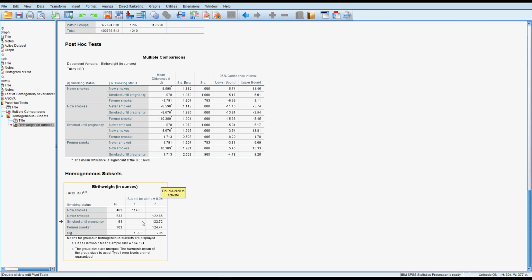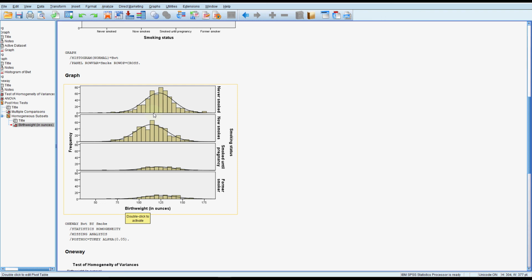We are getting a little warning here that the group sizes were unequal, so they're not guaranteeing the type 1 error level. It's just saying that it's not guaranteeing the p-value here because there's such a difference in the sample sizes. So we had 481 women in the now smoked group, 533 in the never smoked, and only 94 in the smoked until pregnancy, and 103 former smokers. So that's our sample sizes here. And we could see that on the histograms. We could see that there were a lot more in these groups than there were in these two.